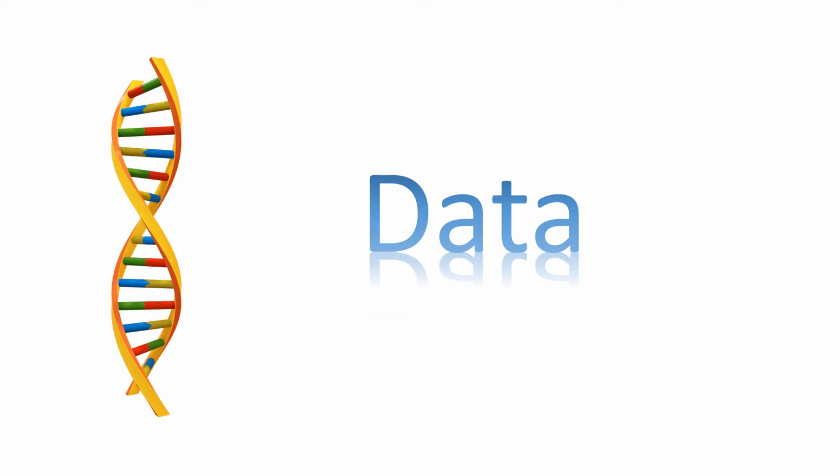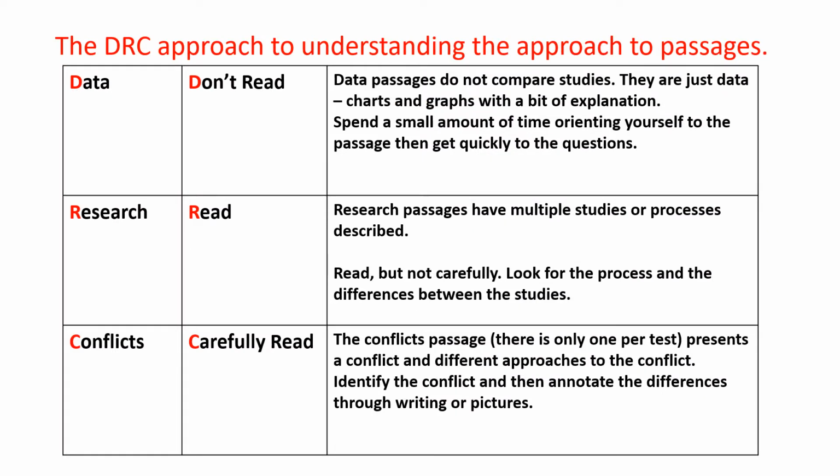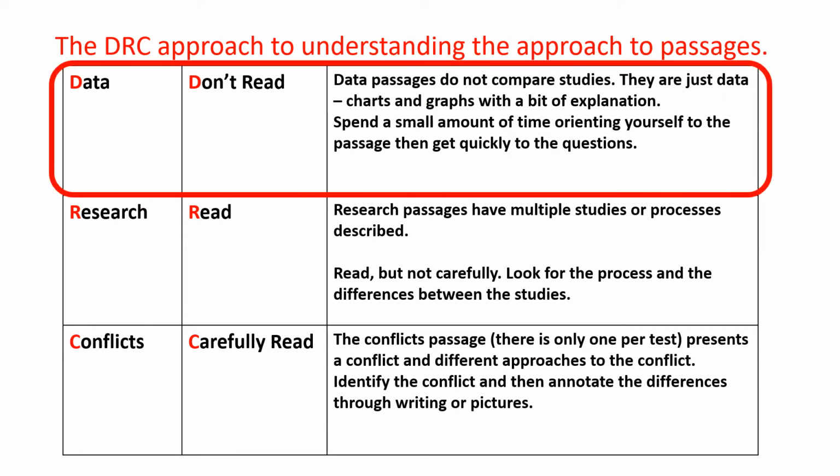This passage is a data passage, and we know it's data because we only see charts and graphs, no study 1, no study 2. For our DRC approach, D means data, which means don't read. We're just going to spend a small amount of time orienting ourselves to the passage and then quickly move to the questions.